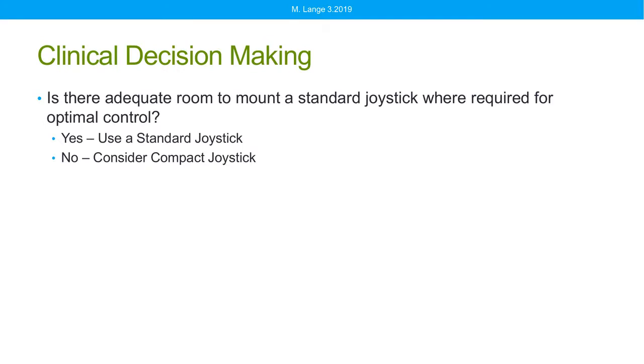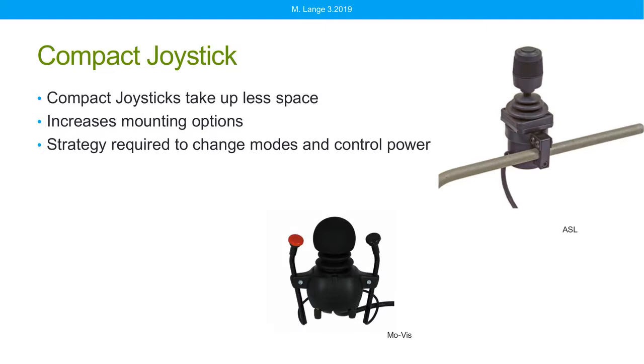Next, we need to ask ourselves, is there adequate room to mount a standard joystick where it's required for the client to have optimal control? So if the client can use a joystick, but perhaps it needs to be kind of close to their body, or perhaps this is a young client or a client of short stature, the standard joysticks take up quite a bit of room. Fortunately, we also have compact joysticks that are available to us. These take up a lot less space.